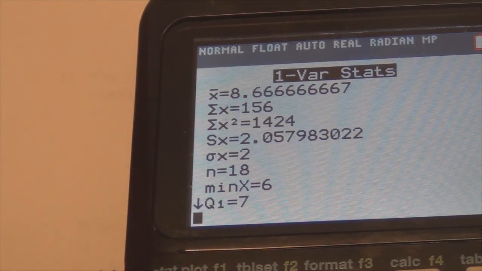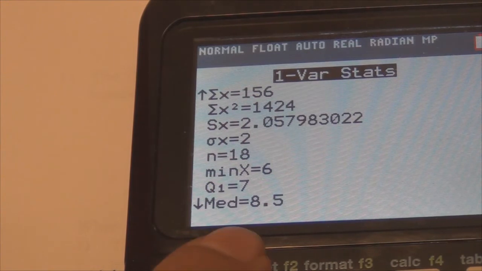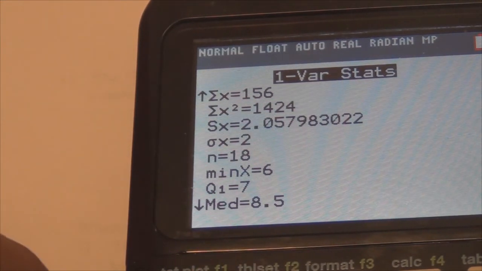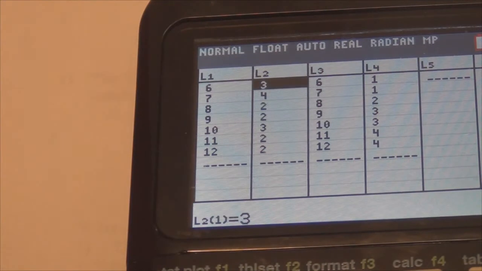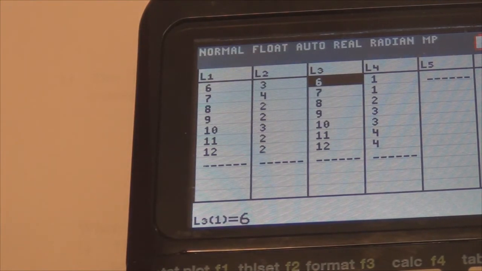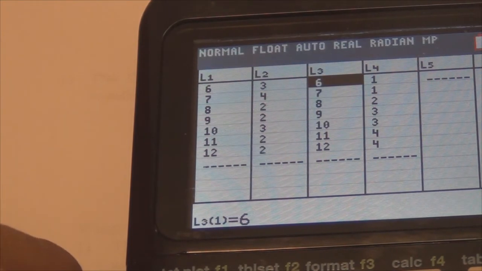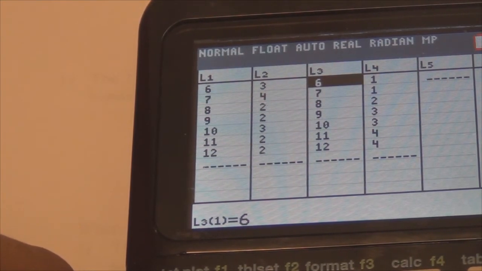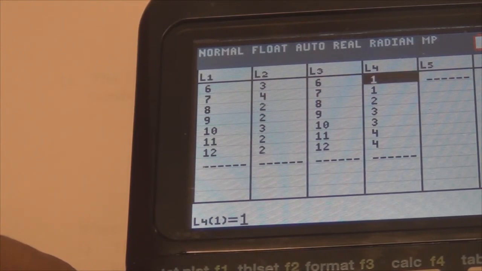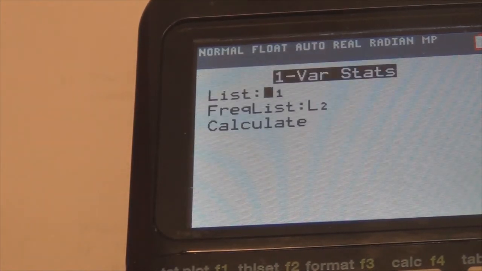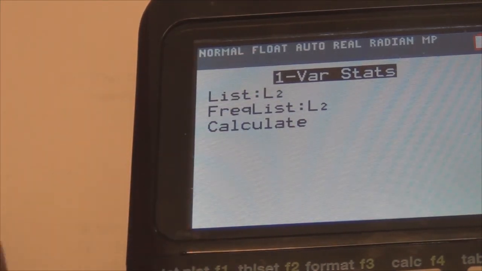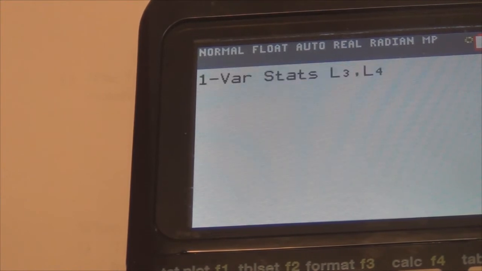Now, by the way, let's look at the median. The median is 8.5. Let's now look at the second set of data. So you press stats, edit, and you see the ones for the basketball players I put in L3 and L4. This is the age and this is how many. So now I'm gonna press stat again, move to the right to calculate one variable statistics. Now instead of L1 and L2, I'm gonna use L3 and L4, which is where I put the data. And now I'm gonna calculate.